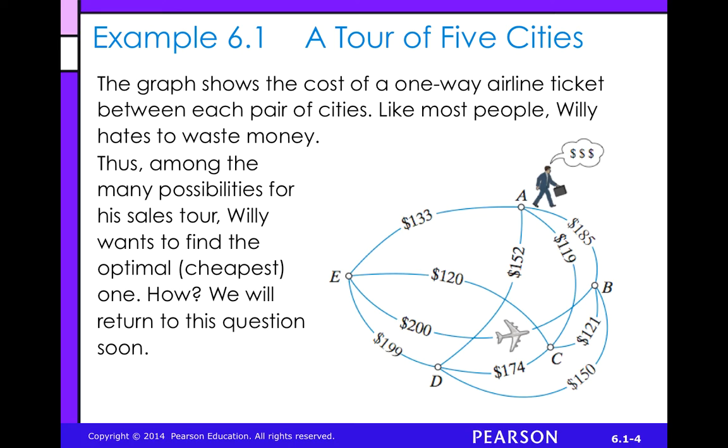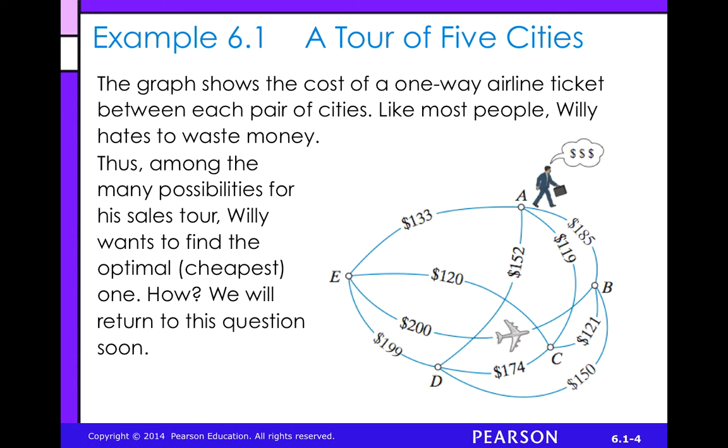Okay, now with all that being said, what Willie wants to do is walk through this graph, and he needs to visit each vertex exactly once because the vertices represent the cities. So he wants to start at A, walk through this graph, visit B, C, D, and E, and then get back to A. And of course, he wants to do this in the cheapest possible way.